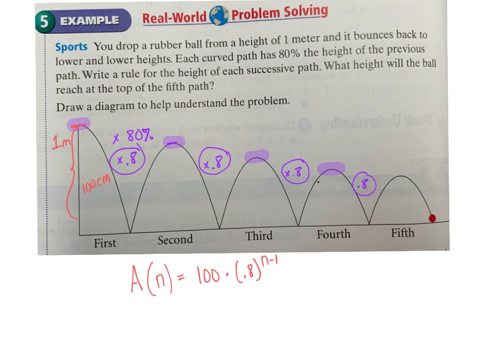So if I want to find out how high it is on a specific bounce, I am going to plug in the number of bounces that I'm talking about to that n, right? In this case, they said the height for the 5th path. For the 5th path, if I wanted to find that out, I would do something like this. And that would tell me my height, okay? And so this is an example of a sequence that would work if it maintained, okay, we're saying that it's going to maintain the 0.8 every time.